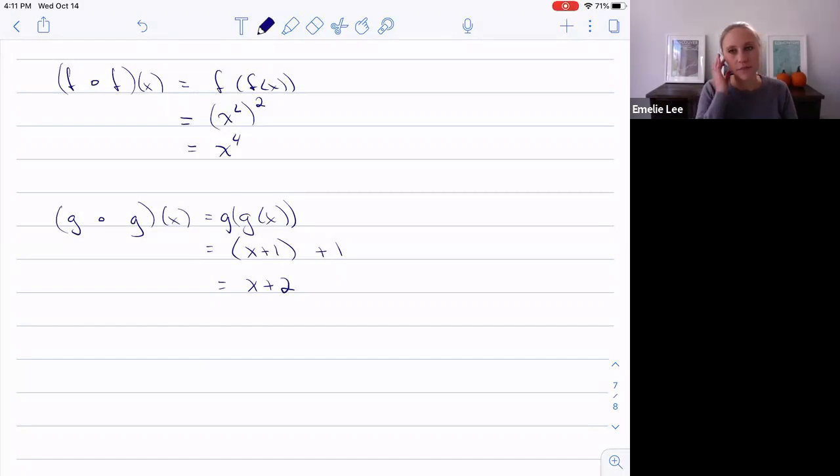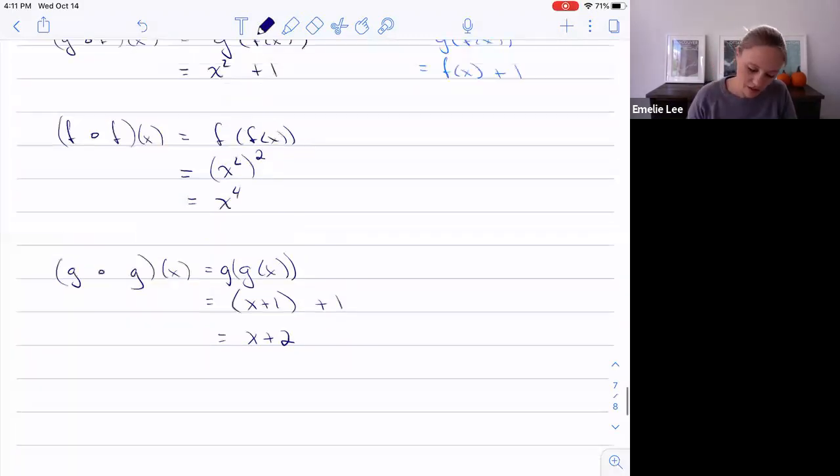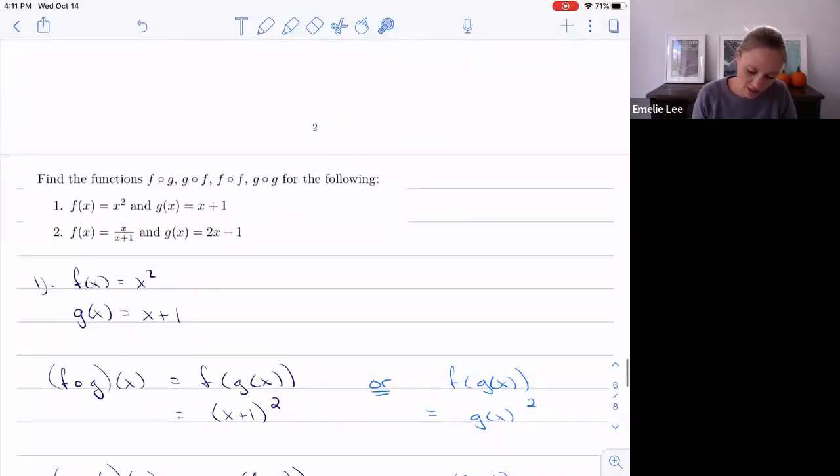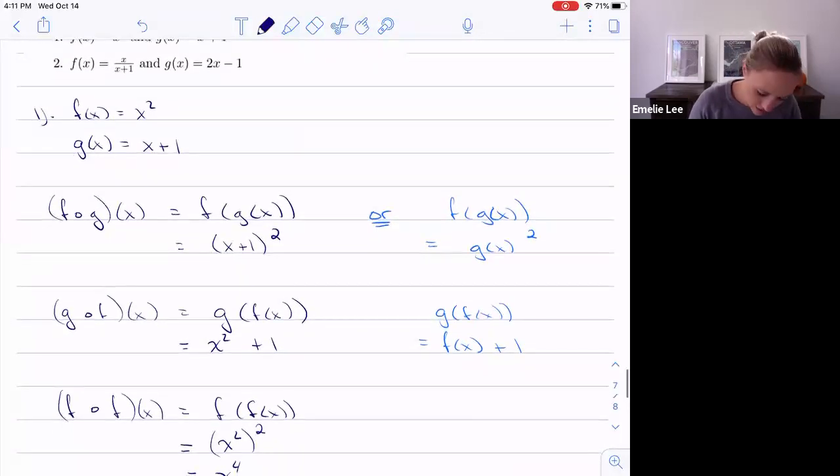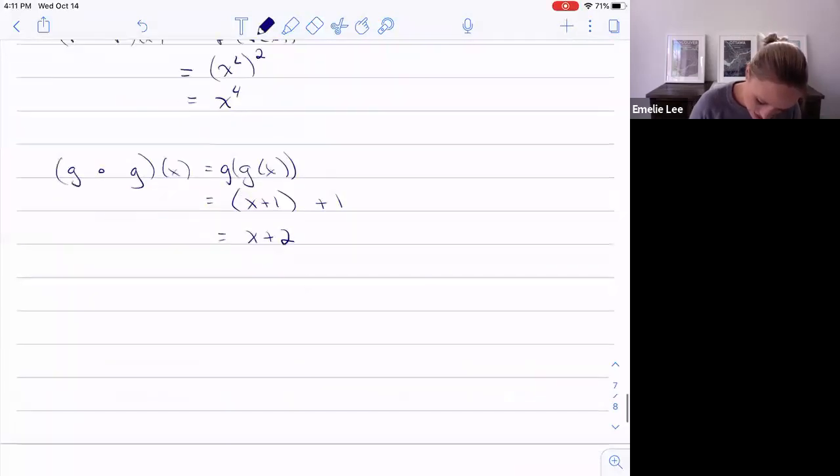Okay. How about the second one? The second one is quite a bit trickier, right? So just remember, if you prefer to write it this way, that's great, then do that. I personally prefer to write it this way, but you've got options. Let's see here, make sure I've got the right ones written down.